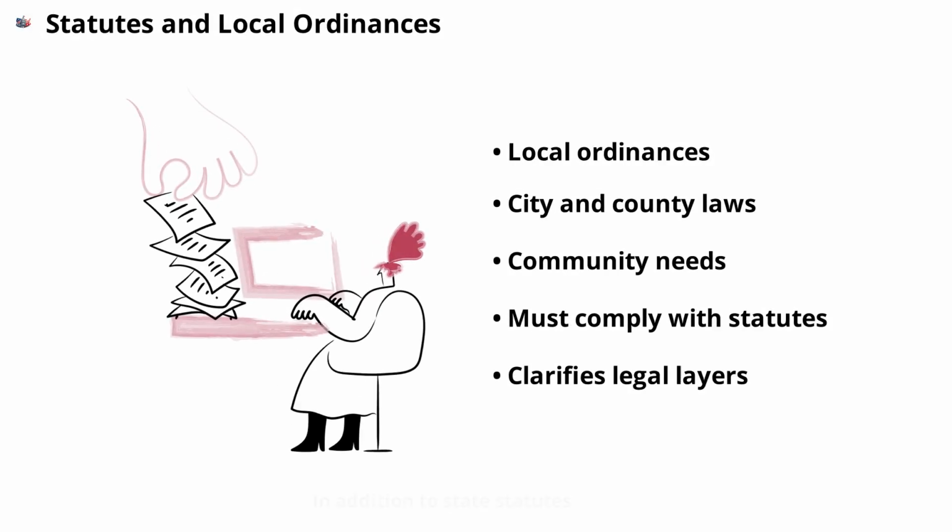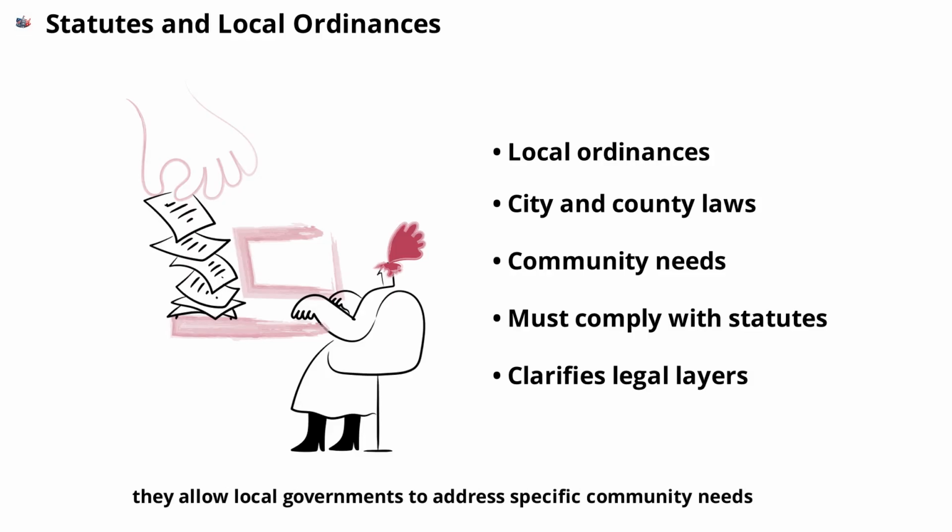In addition to state statutes, local governments can pass ordinances that apply within their city or county. These ordinances address issues like noise control, zoning, and local business regulations. While ordinances must comply with state statutes, they allow local governments to address specific community needs. Understanding the relationship between statutes and ordinances helps clarify which laws apply in different situations.